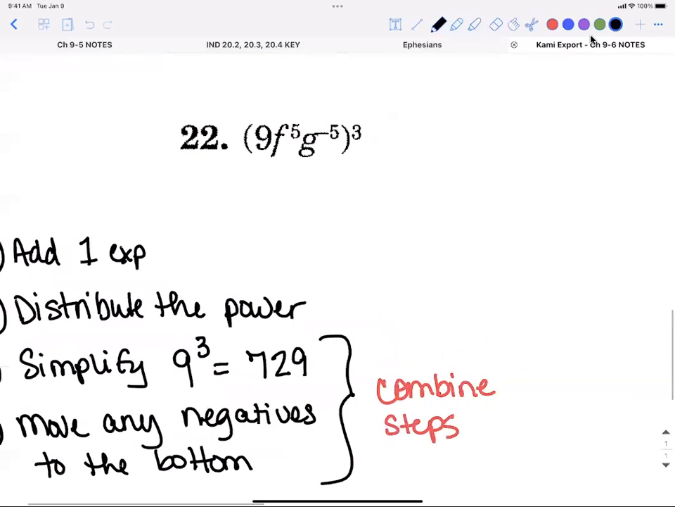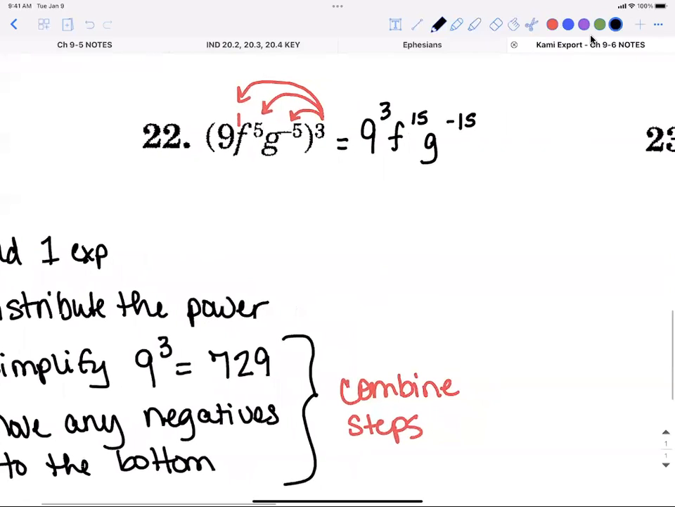Okay, so the first thing I'm going to do, step 1, very simple, I'm going to add a 1. Step 1's done. Step 2 is I'm going to distribute that power of 3 to everything inside, which means to the 1, to the 5, and to the -5. So that looks like 9, 1 times 3 is 3. F, 5 times 3 is 15, and G, -5 times 3 is -15.